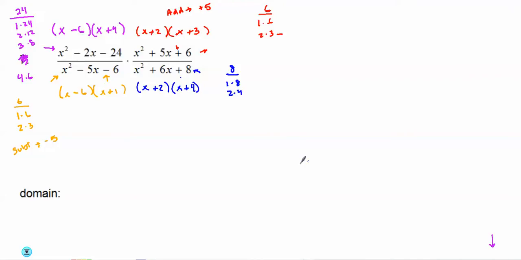What I'm going to do now is rewrite the problem so it's a little easier to pay attention to. So over here, I'm going to have this fraction, right? I'm going to use the same color scheme. x minus 6, x plus 4. The denominator is going to be orange.